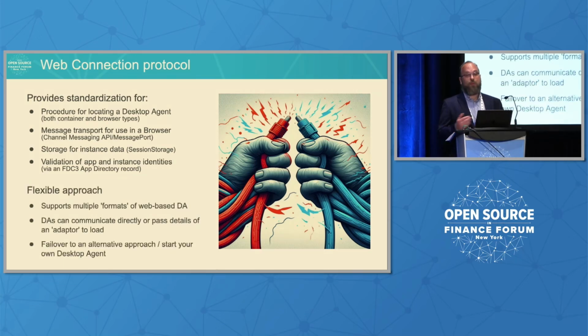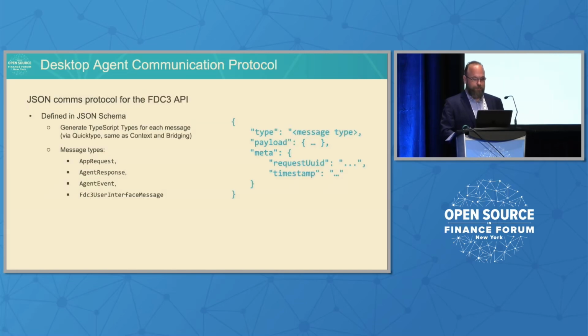And it's a flexible approach. It supports multiple formats of web-based desktop agent. The desktop agents can communicate directly or pass details of some sort of adapter to load, for example, to help them talk to a web service for a sort of SaaS-based desktop agent, and even to fail over to an alternative approach. If they don't find a desktop agent, they could start their own one or load an adapter to talk to a proprietary DA.